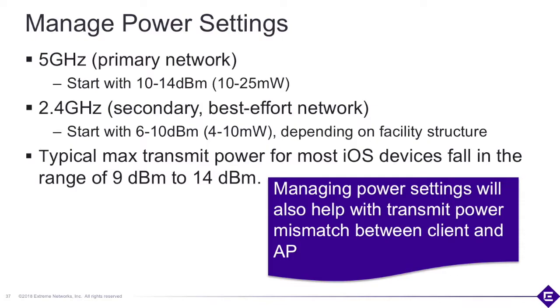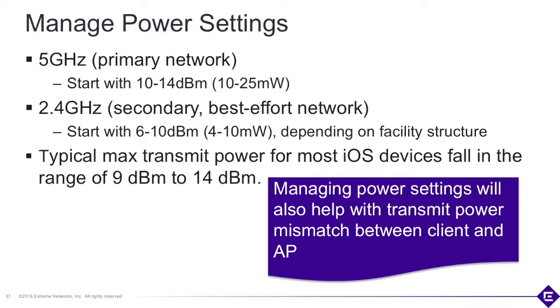Another way of managing interference would be to manage your power settings. Some best practices here in 5 gigahertz would be to start within 10 to 14 dBm or 10 to 25 milliwatts. It depends on how your manufacturer labels those power settings. On 2.4, you would lower that a little bit to 6 to 10 dBm or 4 to 10 milliwatts. And once again, all this is depending on your facility structure. The more loss a wall produces, the higher you can run your power settings.